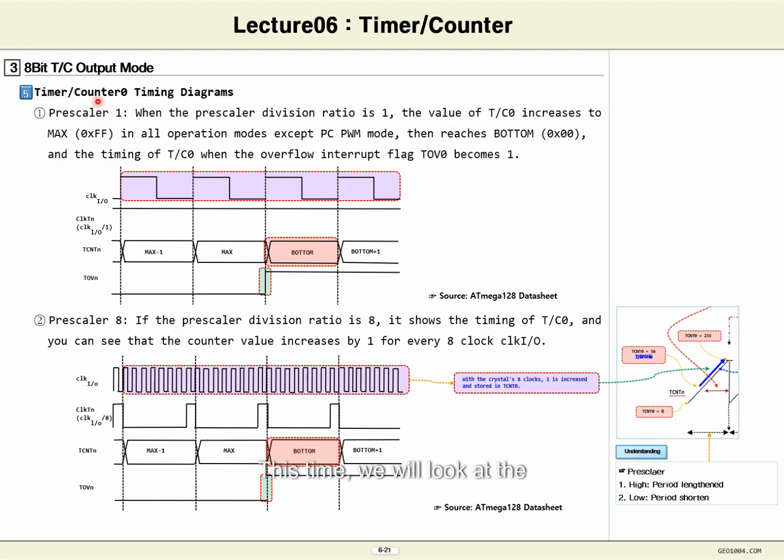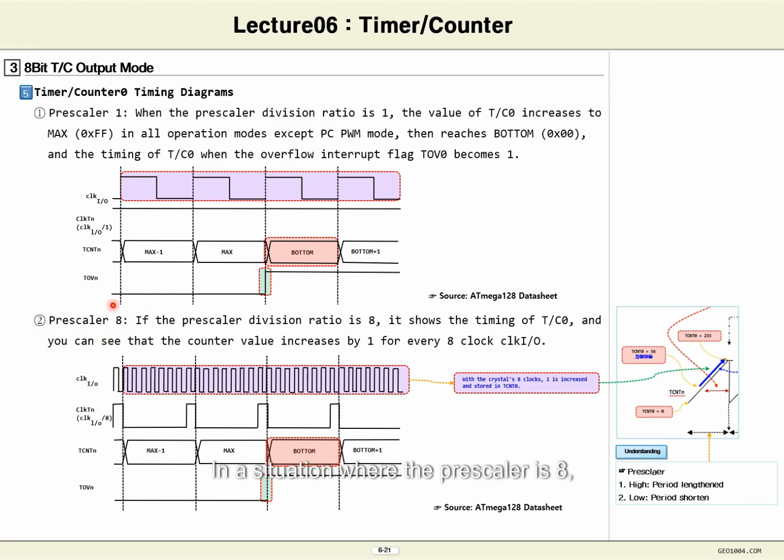This time we will look at the timing diagram of timer counter 0. This is the case where the prescaler is 1 and 8. First, in the case where the prescaler is 1, as you can see, when the system clock comes in by 1 clock, the TCNT0 value increases by 1, reaches the max value, and then changes to bottom. The moment it changes to bottom, the timer overflow 0 interrupt becomes 1. This phenomenon can be achieved except in phase correct PWM mode.